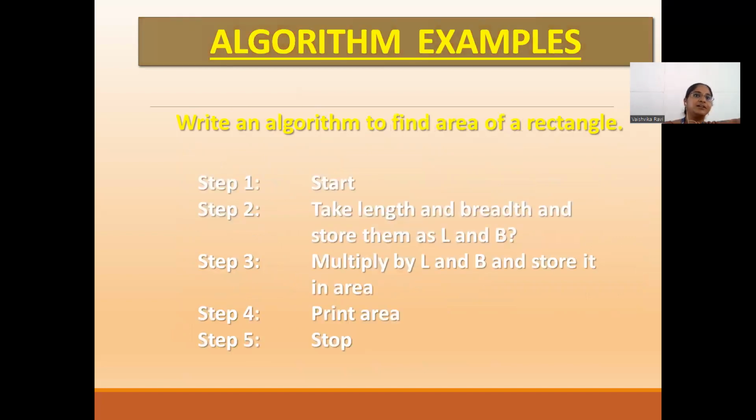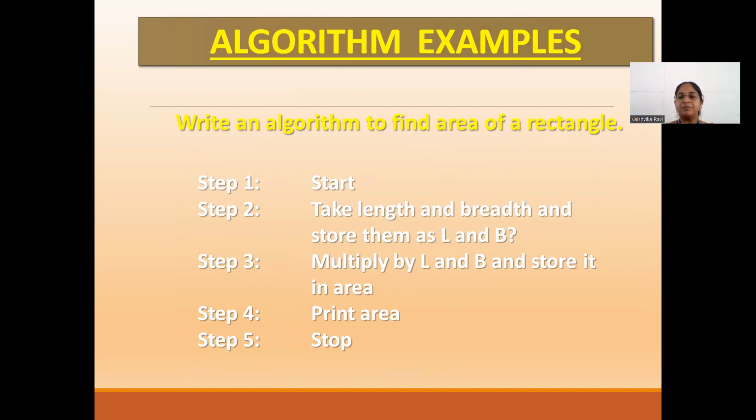Next one is finding the area of a rectangle. First, we have to start the program. Then we need the inputs to find the area of a rectangle. We need the input as length and breadth. So we take the length and breadth as input and store them as length L and breadth B. We have to calculate the area of the rectangle. We multiply length and breadth, which is equal to the area. Then we print the area. Then we stop the algorithm.